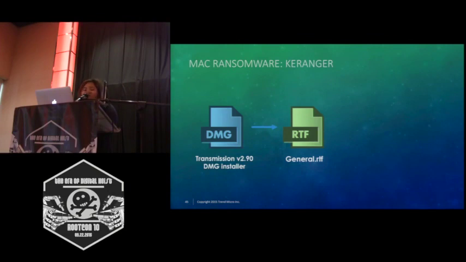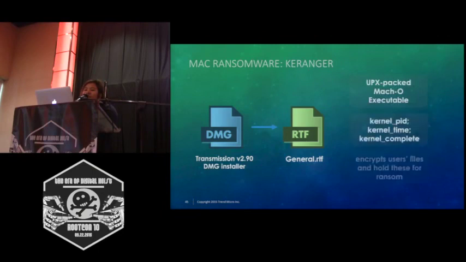Transmission.dmg is a legitimate BitTorrent application. On March 4, when you went to their website and downloaded their application, you were given this Transmission version 2.9 DMG installer. Actually, this is a compromised installer, wherein they have an additional file, which is the general.rtf. So, once you install it on your Mac, you will have an app.